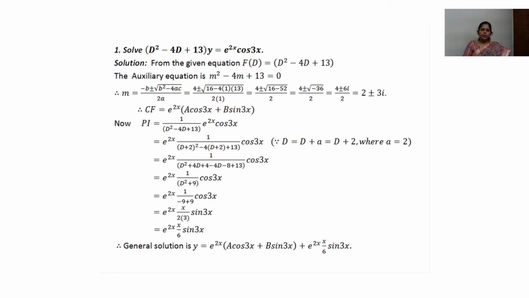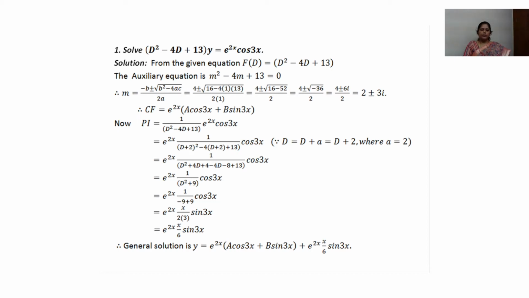Then the auxiliary equation is m² − 4m + 13 = 0. Here factorization is difficult directly, that's why we are going for the formula method. So m = (−b ± √(b² − 4ac)) / 2a. From the equation, a is 1, b is −4, c is 13. If you substitute these three values in the formula, we get m = 2 ± 3i. So we got a complex root, with alpha = 2 and beta = 3.